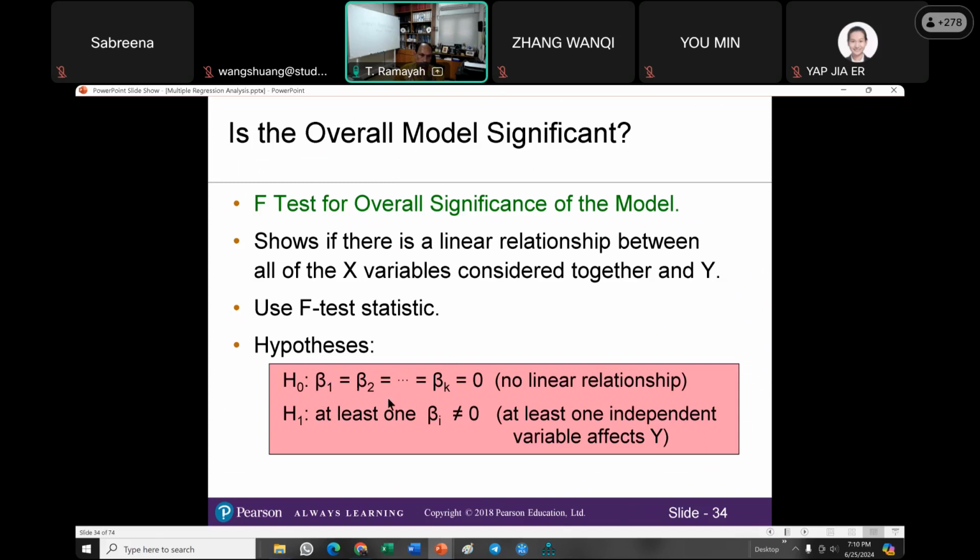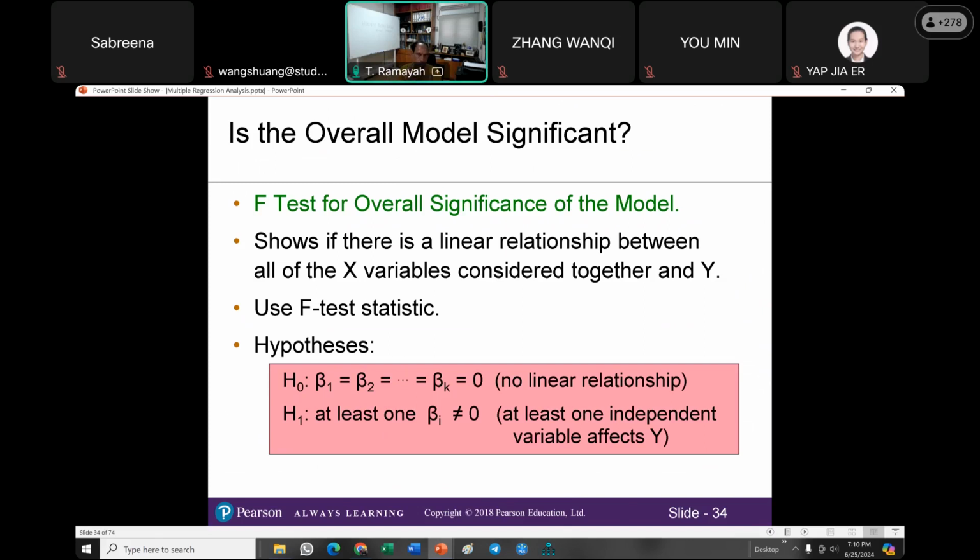Beta 1 equals beta 2 equals beta k equals 0. This means none of your independent variables are significant, or none of your independent variables are linearly related to the dependent variable. No linear relation means no relationship between independent variable 1 and y, independent variable 2 and y, also no relationship. Your constant is also not significant. Then you will have the null. The alternate says at least one of the independent variables is significant.